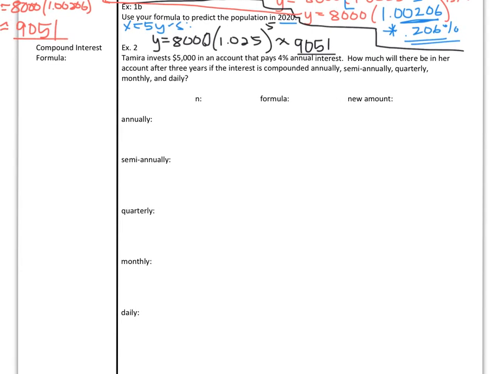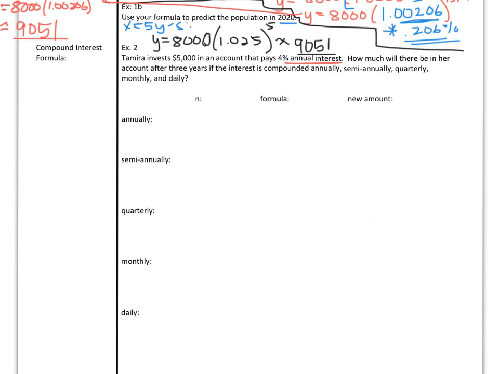Annual interest. I need a pen. Annual interest. So that means every year. That means our time is our normal A, B to the X formula. It says how much will there be for her in her account after 3 years if the interest is compounded at different times. So annually, semi-annually, quarterly, monthly, and daily.